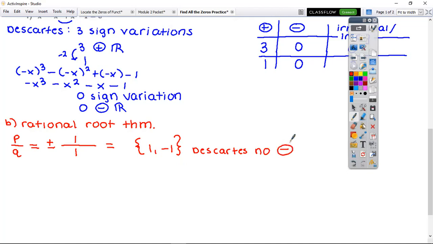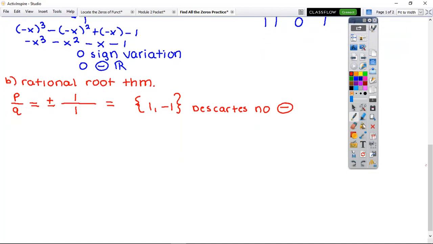So you don't even have to use your calculator for this one. You can go right to the synthetic and start dividing the 1. So we know that this is going to work. So now I'll call this part C.